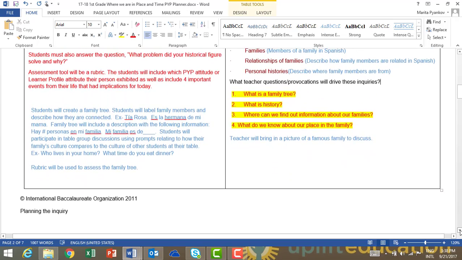For the teacher provocation, that's what's going to get the kids excited and on board. I decided that a good way to get the kids excited and to get them started in this topic would be to bring a picture of a famous family for us to discuss. We can talk about which one's the mom, which one's the dad, where's the family from, all kinds of great opportunities from having a picture to talk about.